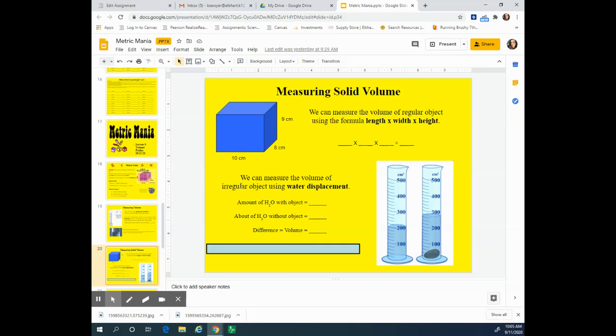We can measure the volume of an irregular object using water displacement. Okay, so if you were going to take and read this, you have one without the object and one with. So you're going to read this without the object, and you're going to put the answer here. Then when we put the object in, it jumps up. You're going to put your answer here. So you're going to take this answer minus this answer to get your volume.